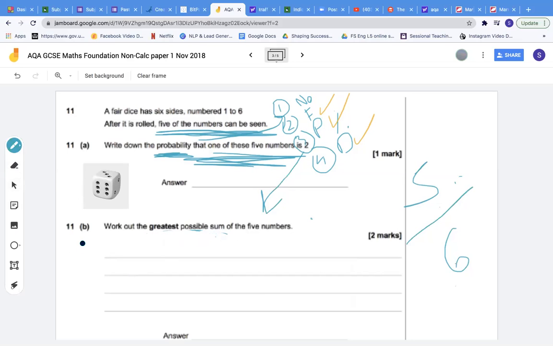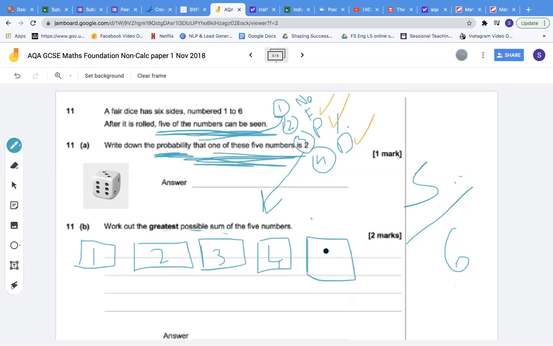Okay, what I'm going to do, I'm going to give you a bit of a scaffold. Each of these squares, not very good writing, but each of these squares represents the side of a dice. Okay, so would it be 21? Greatest possible sum. Right, so why is that? No, it wouldn't, because there are 6 sides, but we're talking about 5 numbers. Only 5 can be viewed.